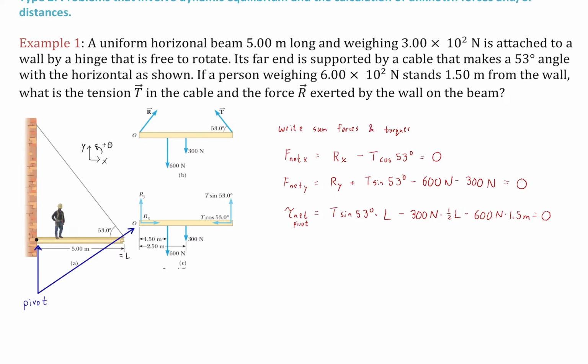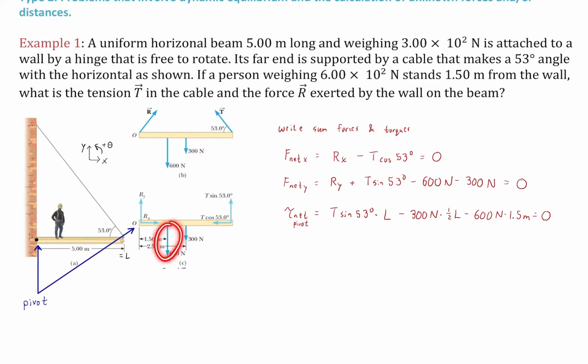Great, okay? Now, here's the thing. Notice the sign, S-I-G-N, of these different torques. This one, the T sine 53 degrees times L, that one is positive. Why? Because this force wants to create a counterclockwise rotation. Imagine, if I have a pivot right here and I just have this force, that means the beam would start to twist that way. So that's why that's a positive torque.